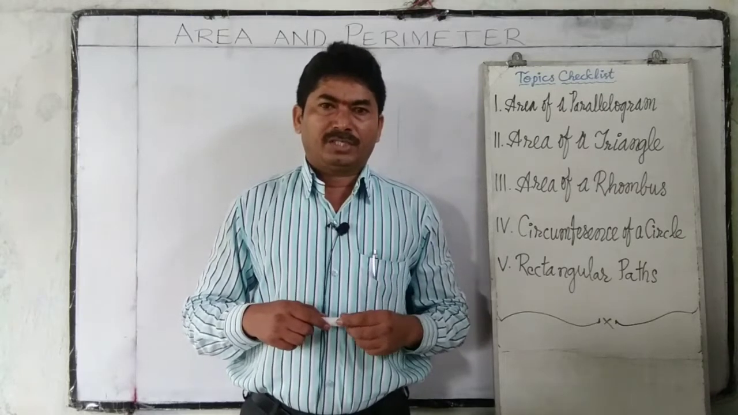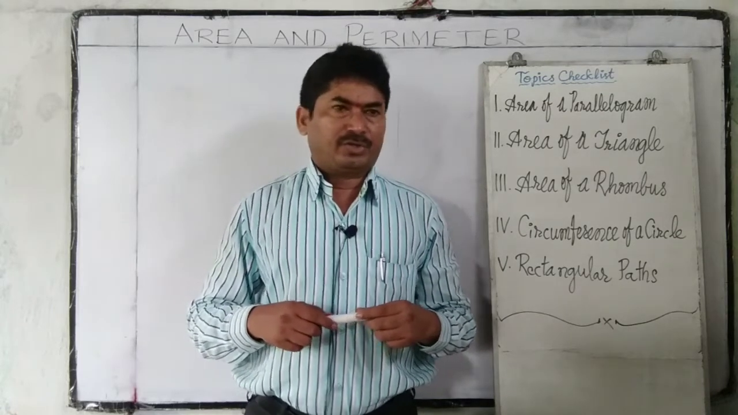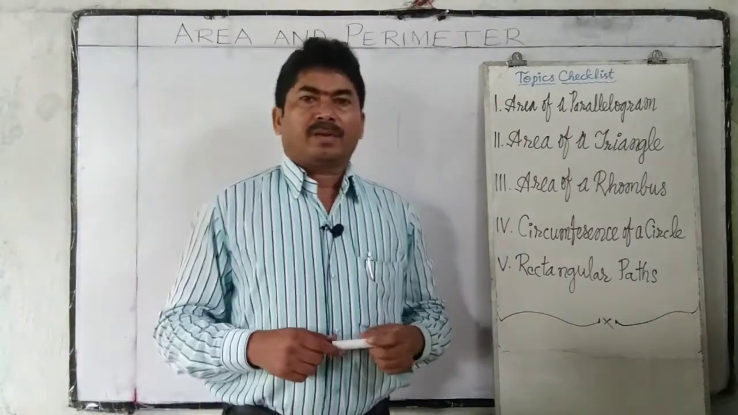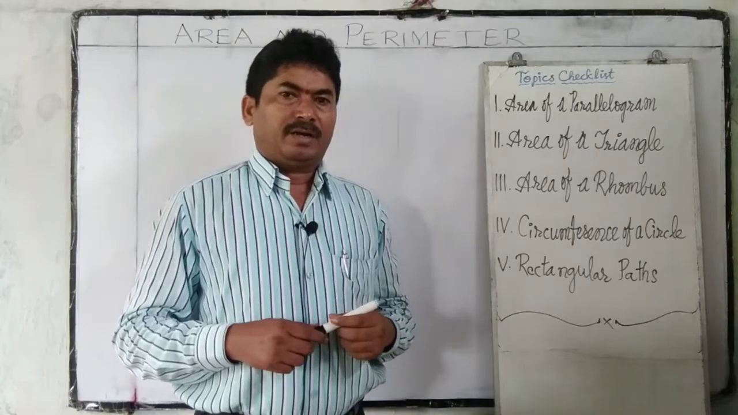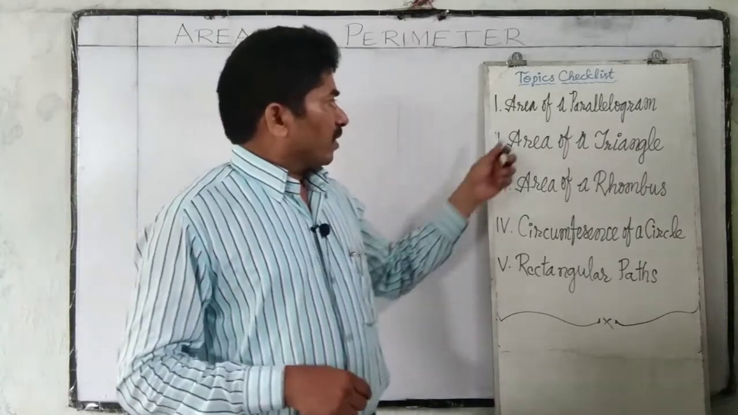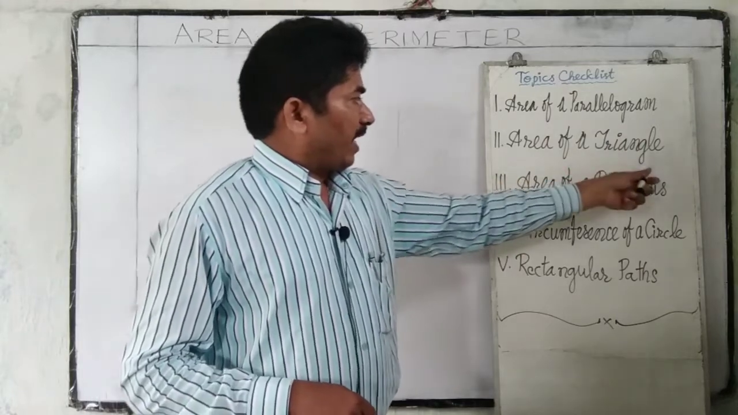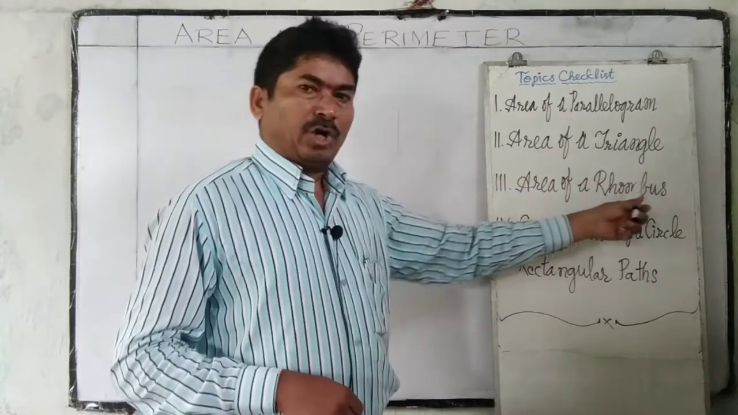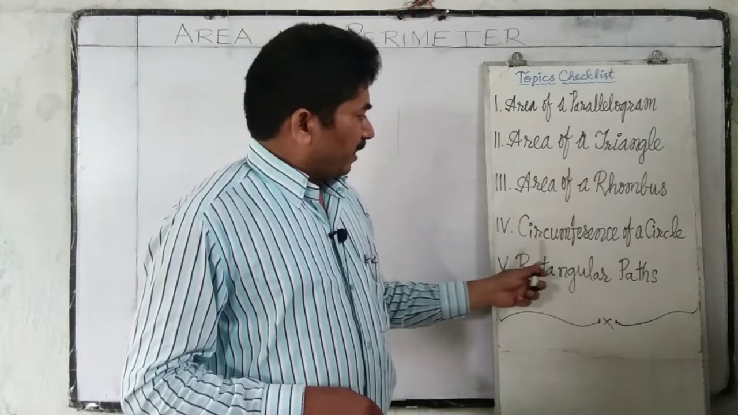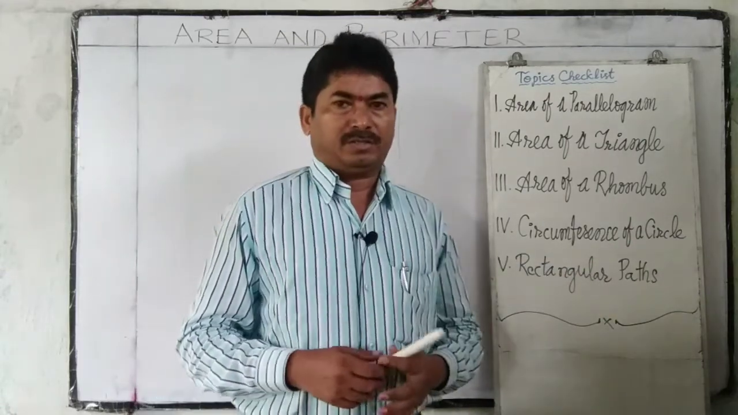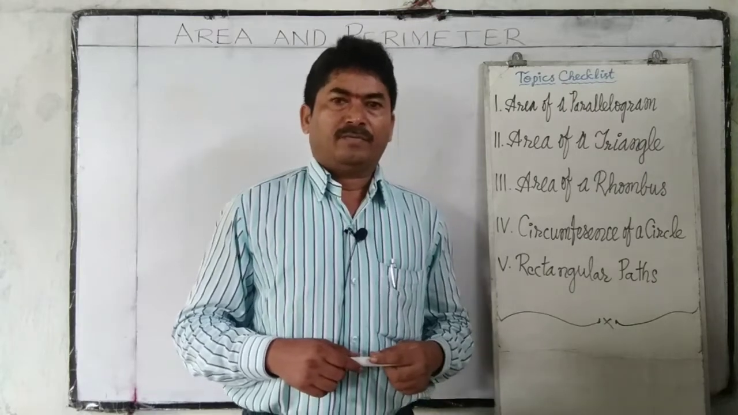Friends, in this video, I would like to teach you area and perimeter. In this area and perimeter, we are going to learn area of a parallelogram, area of a triangle, area of a rhombus, circumference of a circle and rectangular paths. Let us learn one by one.